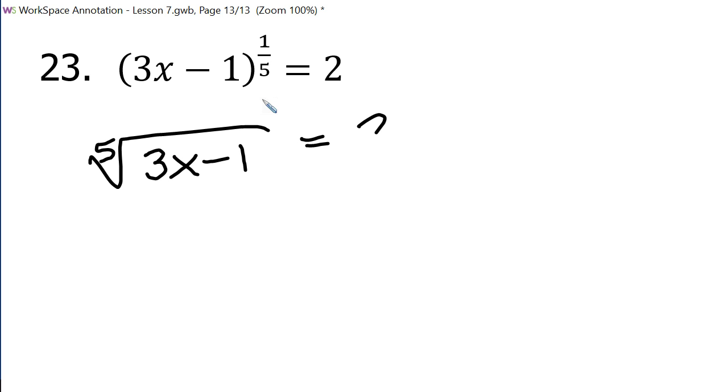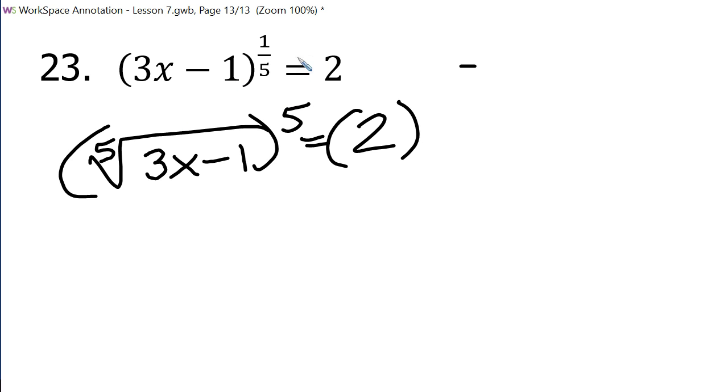So right now x is under a fifth root. So how do I get rid of a fifth root? Not square it. Not fifth it. Raise it to the fifth power. We don't have any shortcut. We just have to say raise it to the fifth power. So what happens when you fifth power a fifth root?